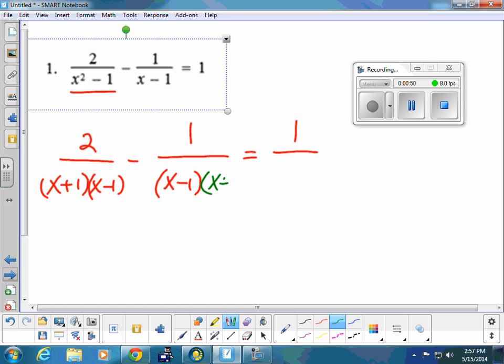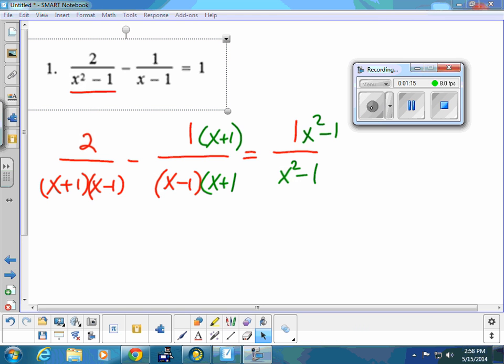So we're going to put an x plus 1 here. We're going to put an x plus 1 here. So now we have a common denominator there. We also need a common denominator over here, and I'm just going to write x squared minus 1 over x squared minus 1 because it's just a little easier to write. So now that we have all the same denominator, okay, so now we have the same denominator across the board.